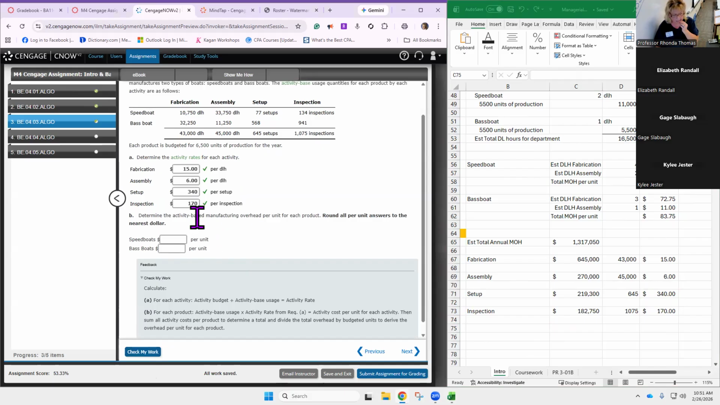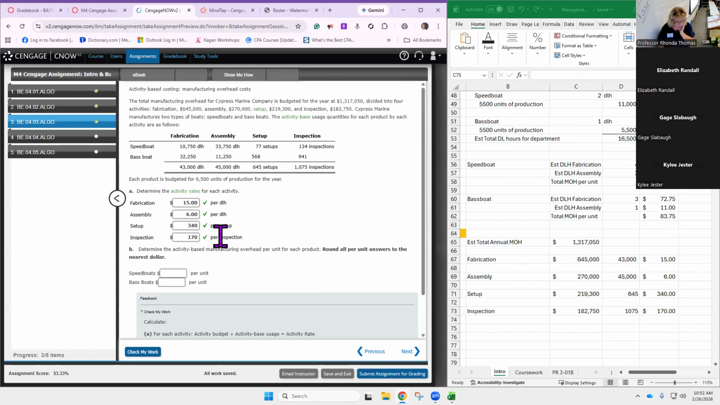Now determine the activity-based manufacturing overhead per unit for each product. If you guys need to, I'll finish this up. In fact, I might have to think about this a minute. So we're going to do it per unit now that we have a rate. They're making, how many did they say? 6,500 units, both the speed boats and 6,500 bass boats.